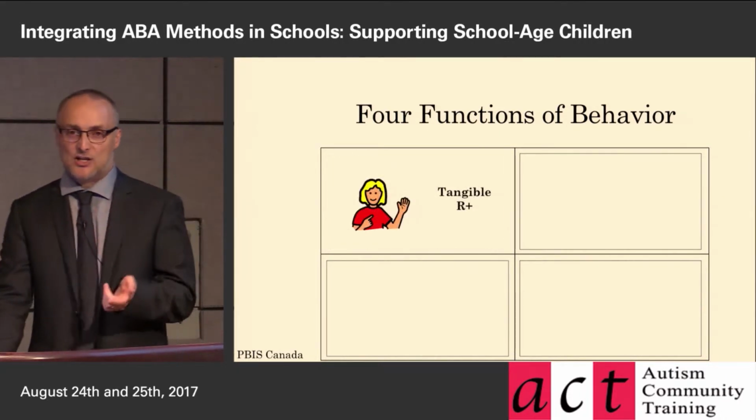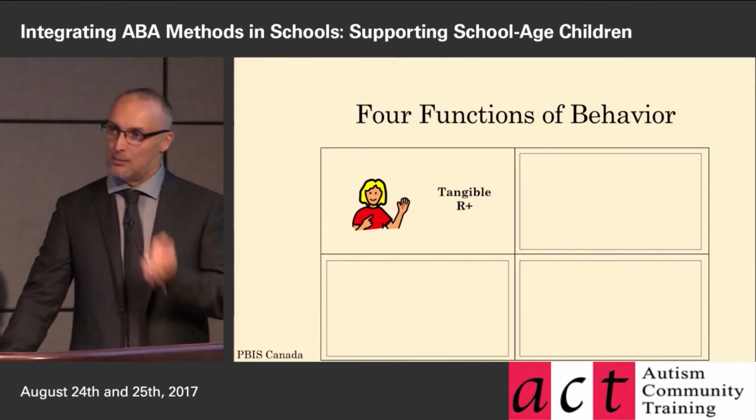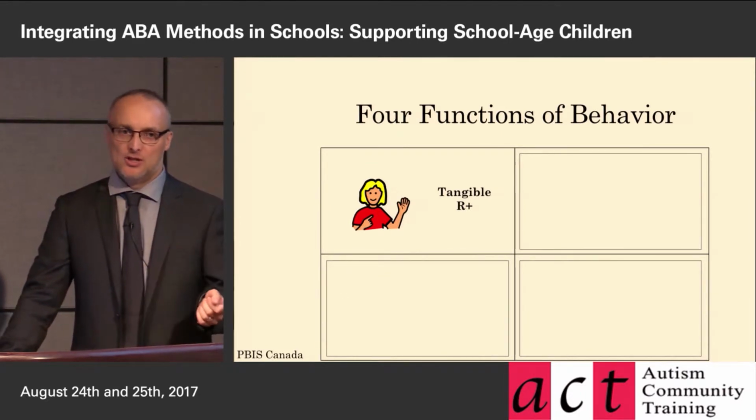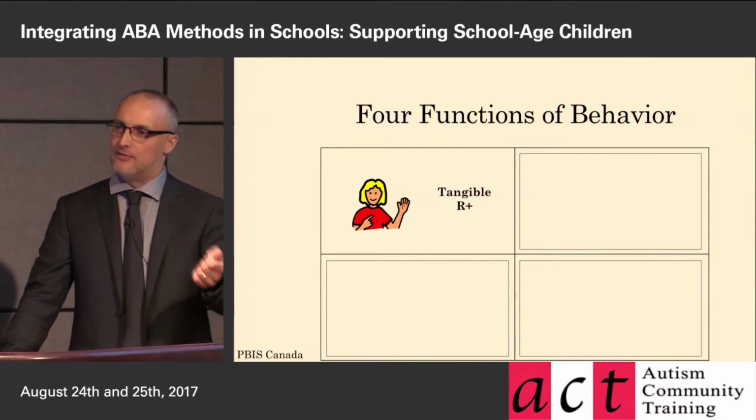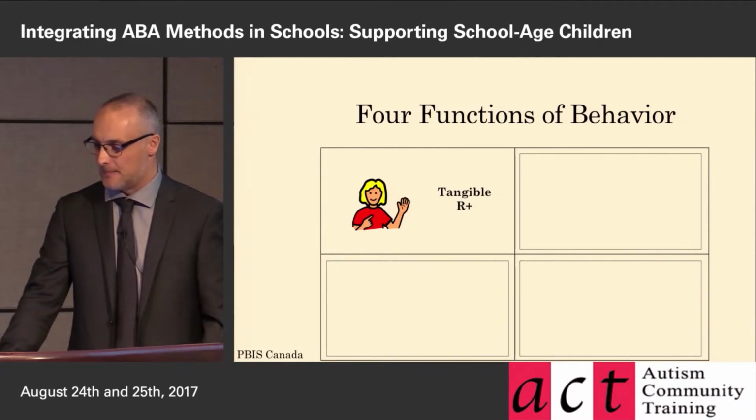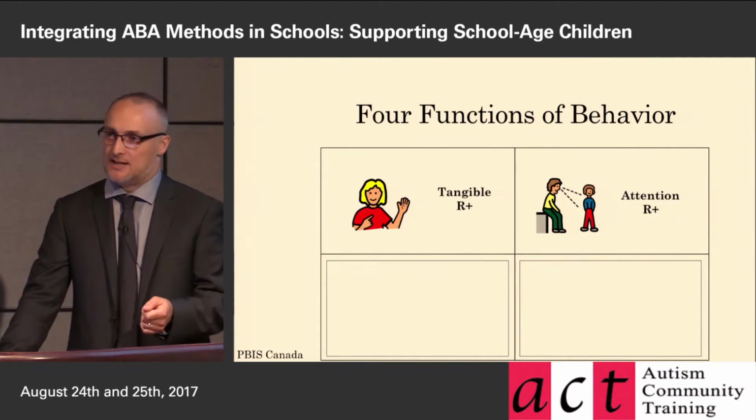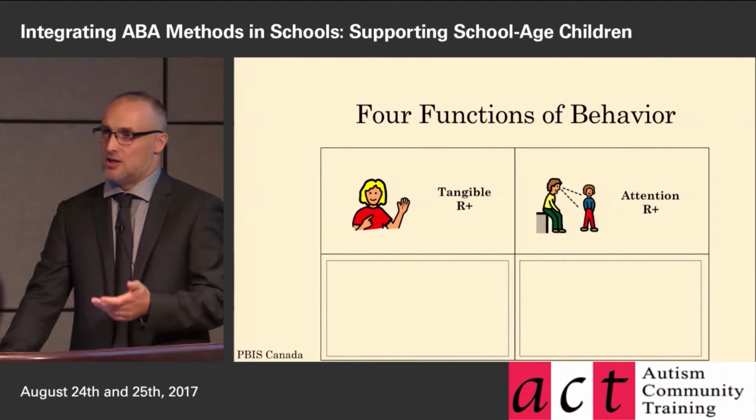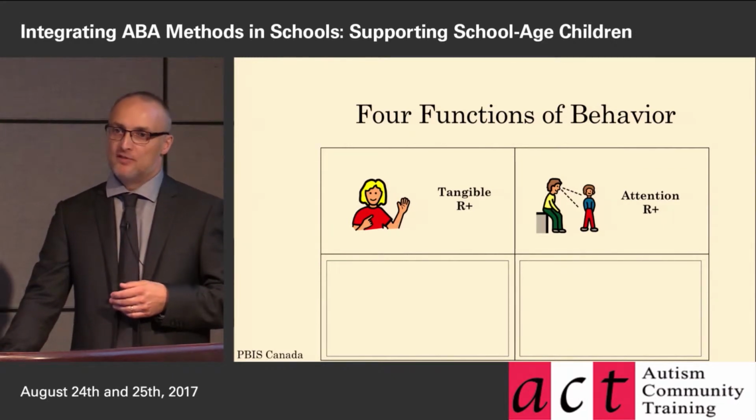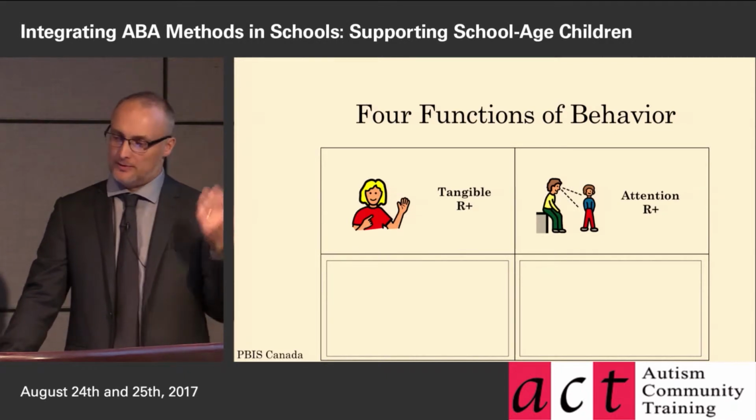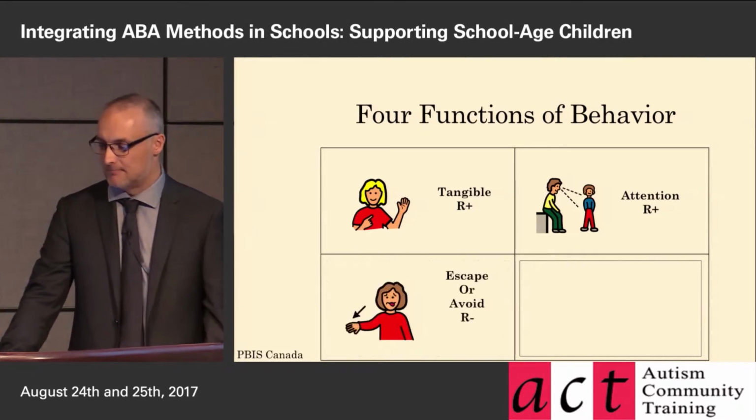So it can be tangible, which means I get something. Like if I put money into a vending machine, I get something out of the vending machine. That behavior is maintained by tangible reinforcement. Attention. If I text somebody and they text back, that's attention. If I approach you to initiate a conversation, you talk with me, that's attention. If I hail a cab and the cab comes over, I'm getting the cab driver's attention.